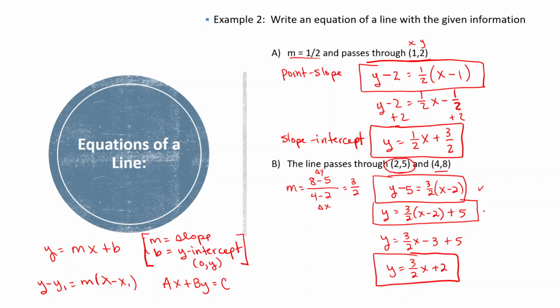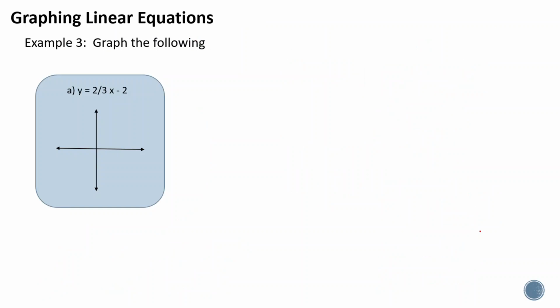All three of these are equivalent, okay? But we had to find the slope first. Now, even if you had used the 4/8, option 1 and option 2 would look different. But when you simplify it down, it would look the same, okay? All right, now let's graph some of these.